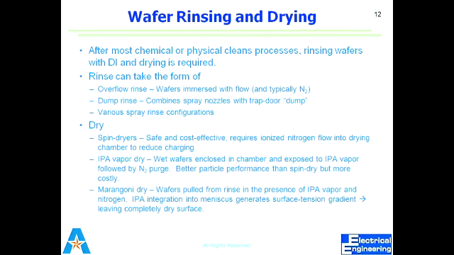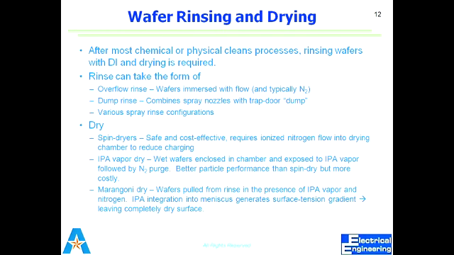The last drying process is named Marangoni dry. He was the scientist who developed this process. What he did is, if you have the wafer inside the DI water and you want to get it dry, you pull the wafer at a very slow speed, only 1 to 2 millimeter per second.